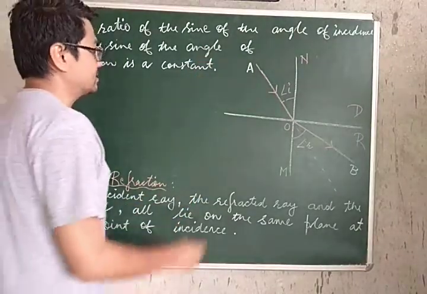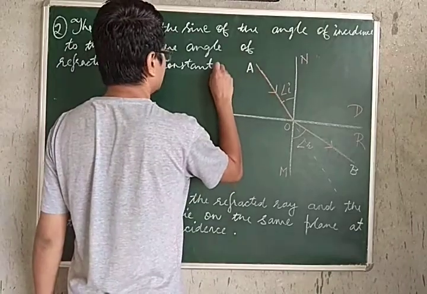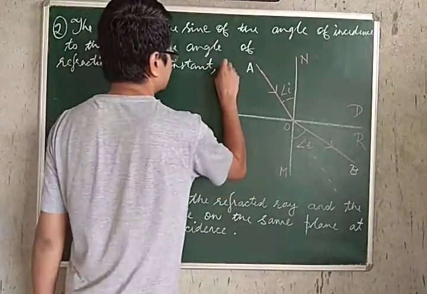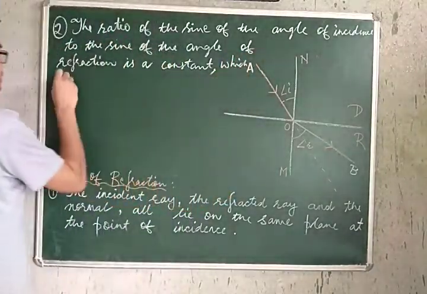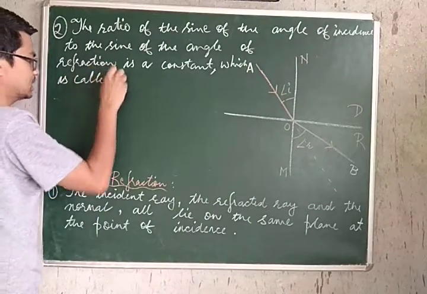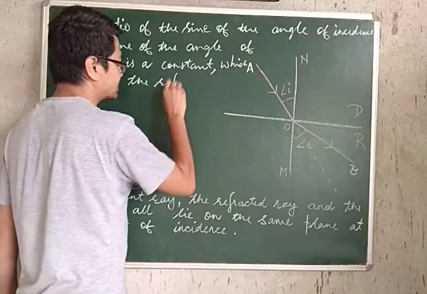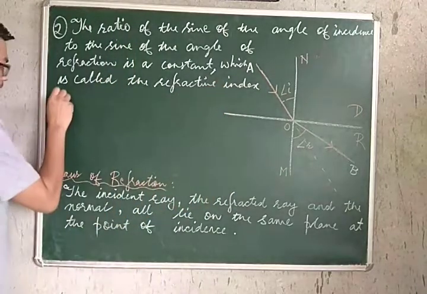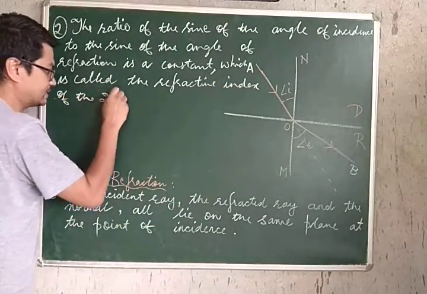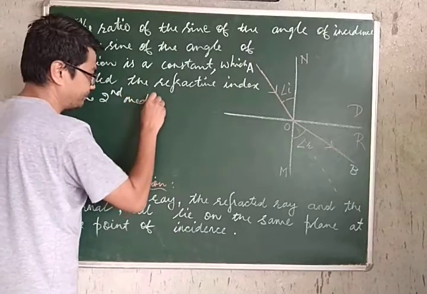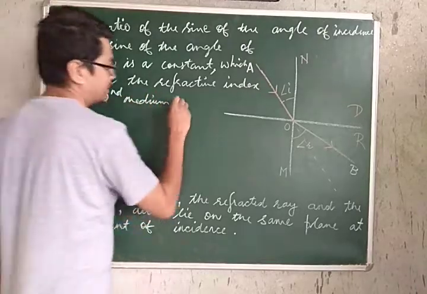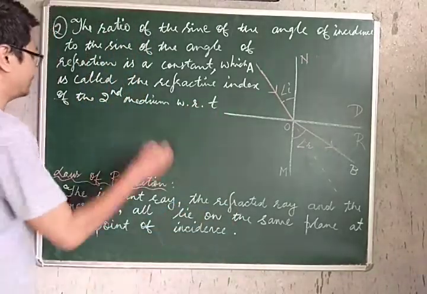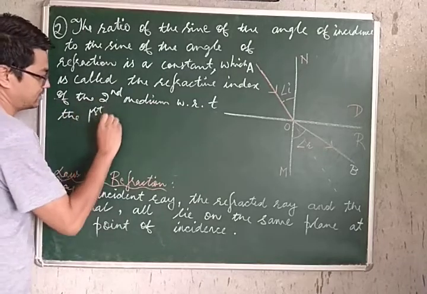Alright, furthermore it says, let me substitute the full stop by a comma, is a constant which is called the refractive index of the second medium, alright, with respect to, you can write W dot or T, okay, with respect to the first medium.